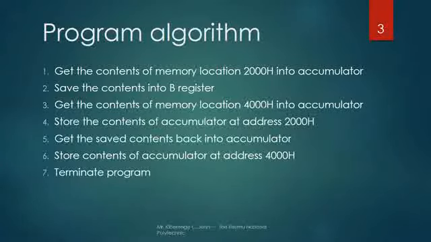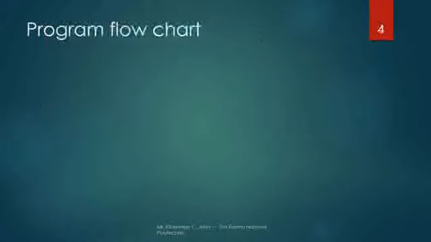Looking closely at this program, we see that first we have moved what was in 2000 into register B, and therefore we can erase whatever was in address 2000 because we have a copy of it in register B. We'll need to move 4000 memory content into the accumulator and take the same content into memory 2000. That would be our program algorithm.